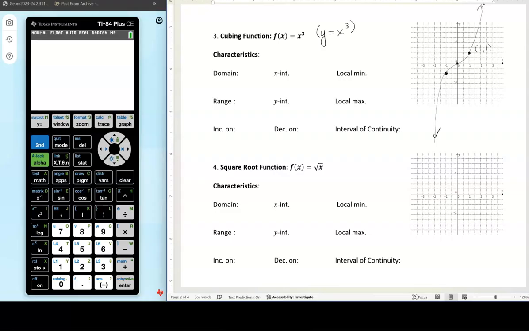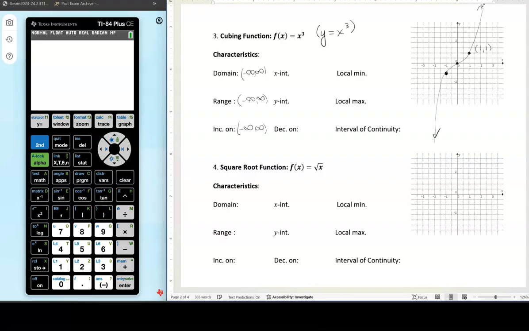It's an odd function. To fill in all of this information, we have a domain. It has all of the x values. The range, it has all of the y values. The function is continually increasing from left to right.